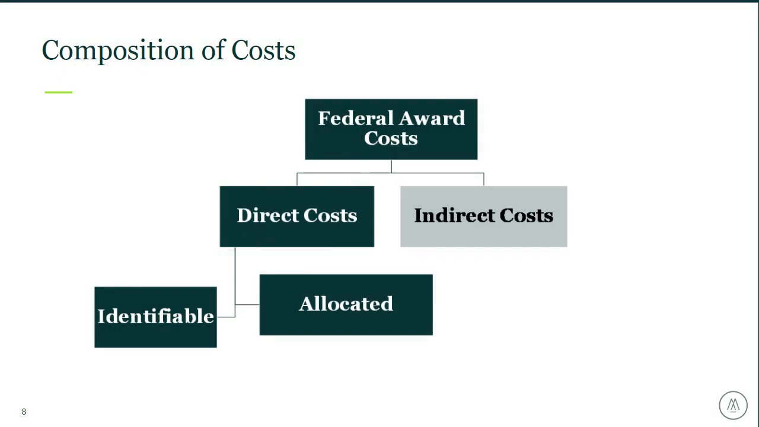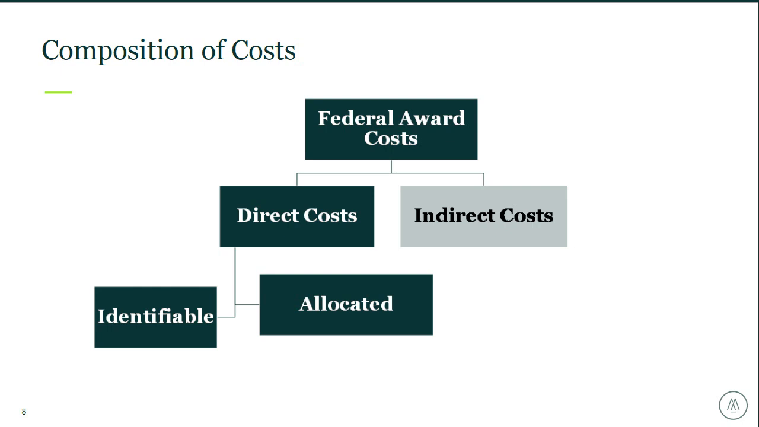So we're going to start with just thinking about how you accumulate costs that get charged to your federal awards. And there's really two buckets. First, you have direct costs and indirect costs. So let me talk about direct costs a little bit here. Direct costs can be identifiable, so it's one specific invoice that was initiated and charged directly to a program or a grant, so that's a specifically identifiable cost.